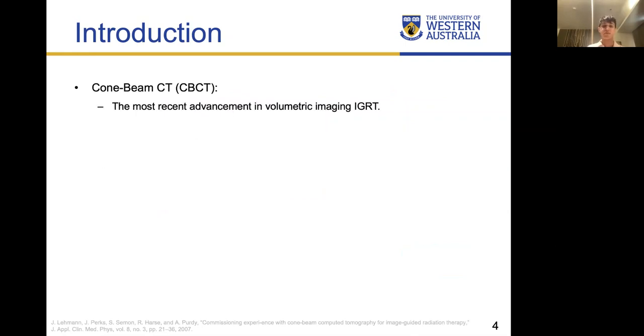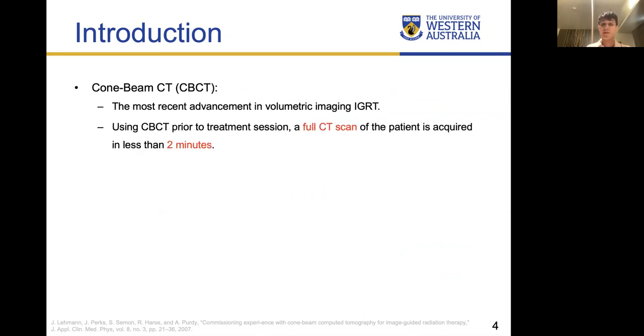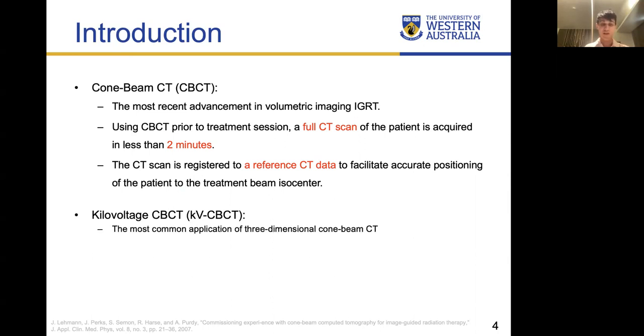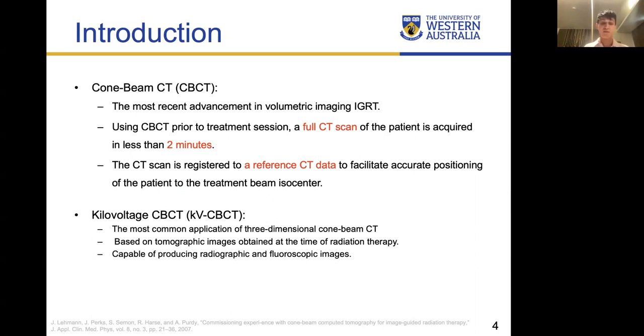Cone beam CT, or CBCT, is the most recent advancement in volumetric imaging for IGRT. Using CBCT prior to the treatment session, a full CT scan of the patient is acquired in less than 2 minutes. The CT scan is registered to a reference CT data to facilitate the accuracy of patient position and alignment to the treatment beam isocenter. Kilovoltage CBCT is the most common application of three-dimensional cone beam CT, based on a tomographic image obtained at the time of radiation therapy, capable of producing radiographic and fluoroscopic images.